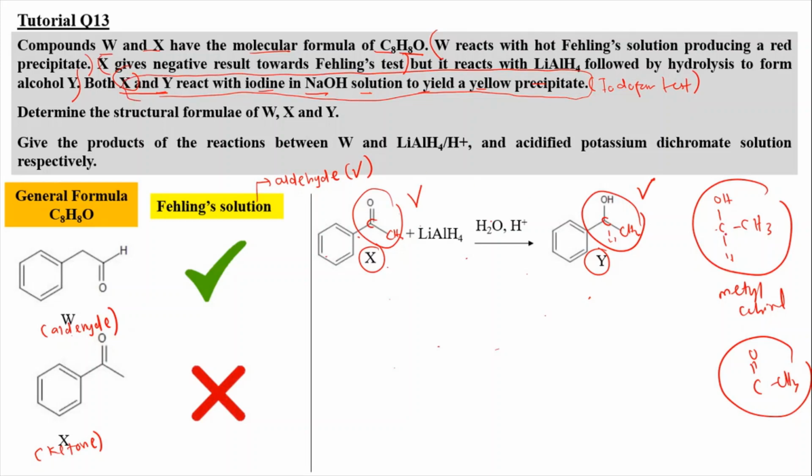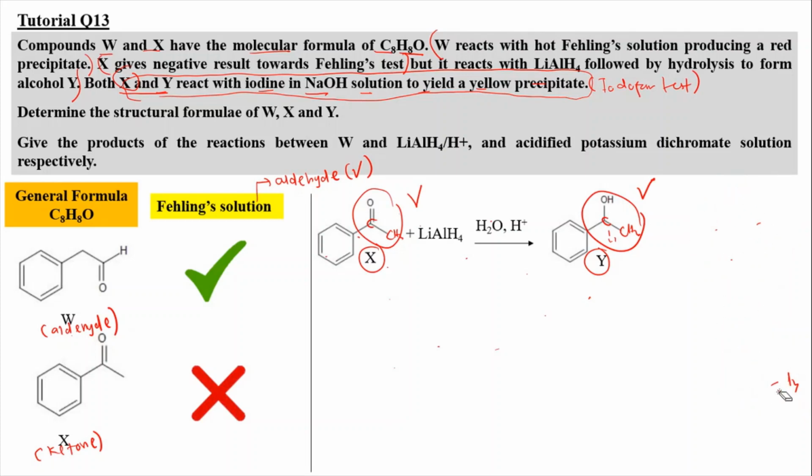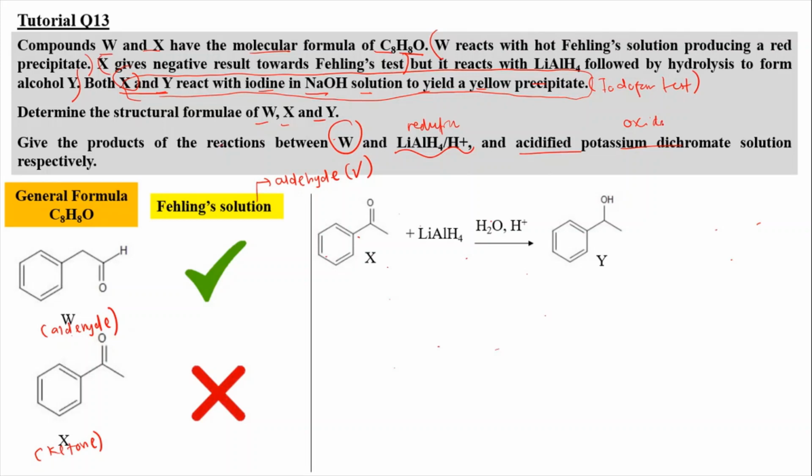Okay, so this one is for iodoform, so let me erase that. So now we are done with the drawing of structures W, X, and Y. Now we have to give the product of the reaction between W and lithium aluminium hydride. So this is a reduction. And W with acidified potassium dichromate solution. So this is an oxidation.